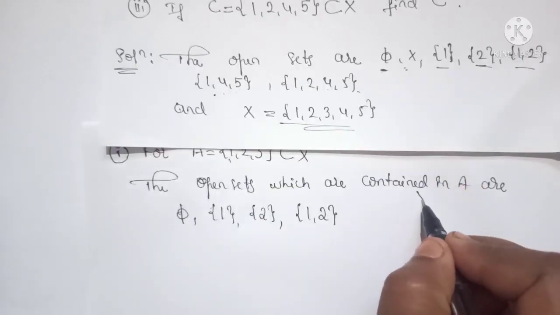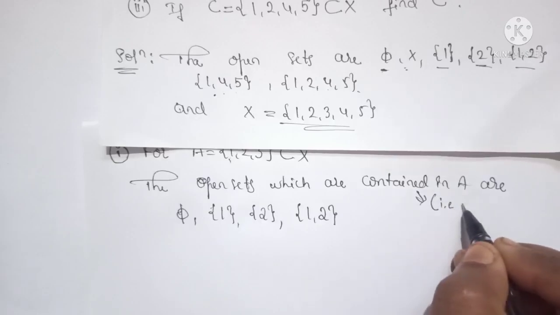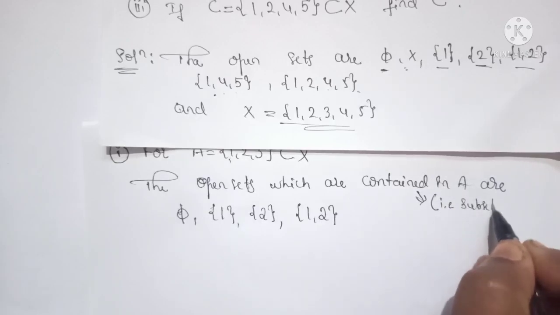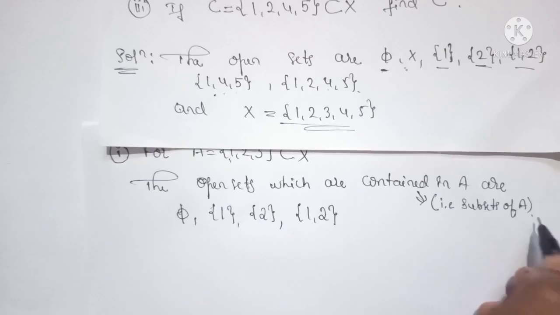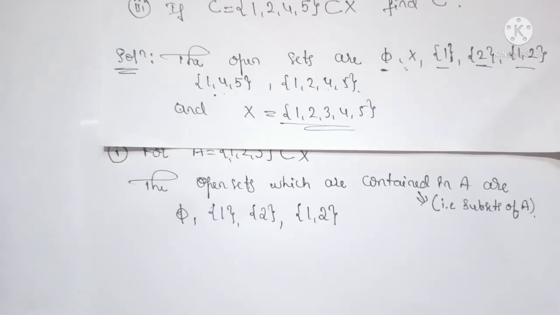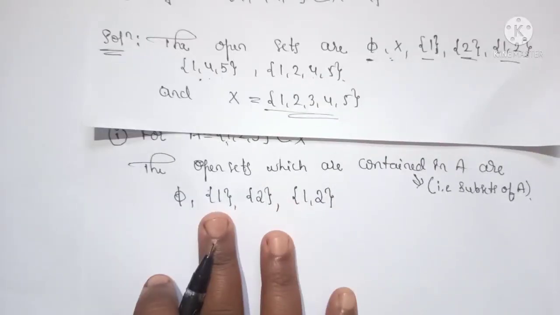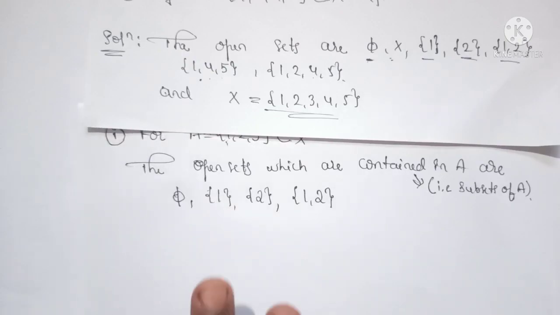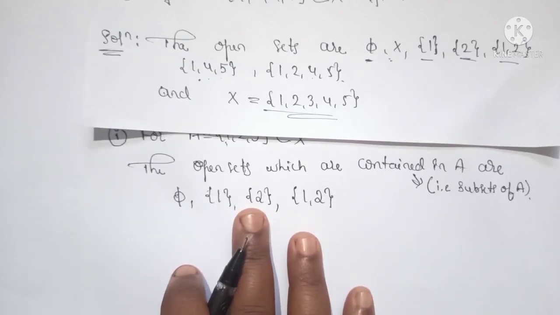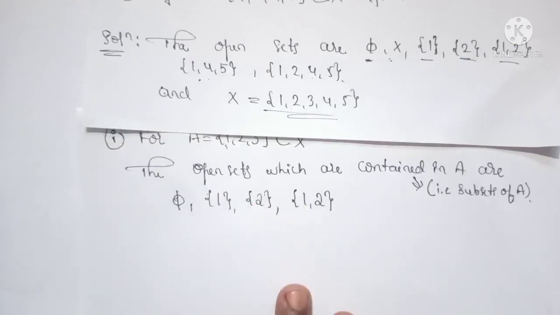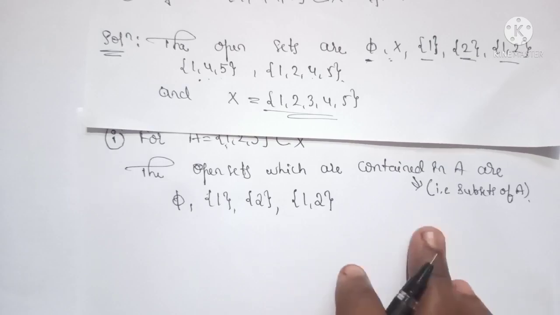Contained means it is nothing but a subset of A. Don't get confused. Now we take the union of all these open sets, then we get the A interior. It is almost similar to A closure. In the A closure we collect all the closed sets and find the intersection. Here we collect all the open sets which are contained in A, and we take the union.